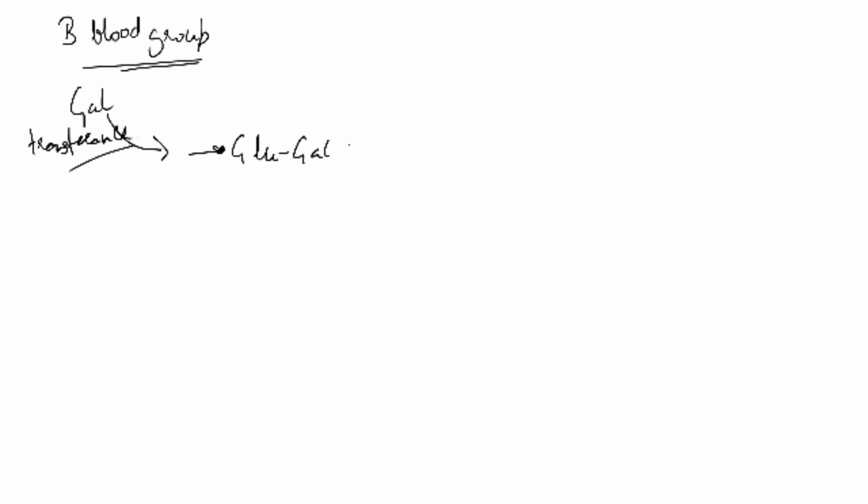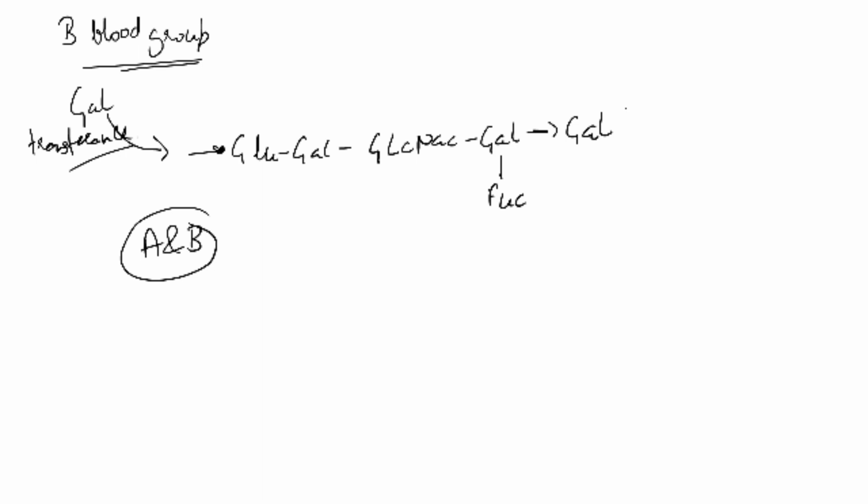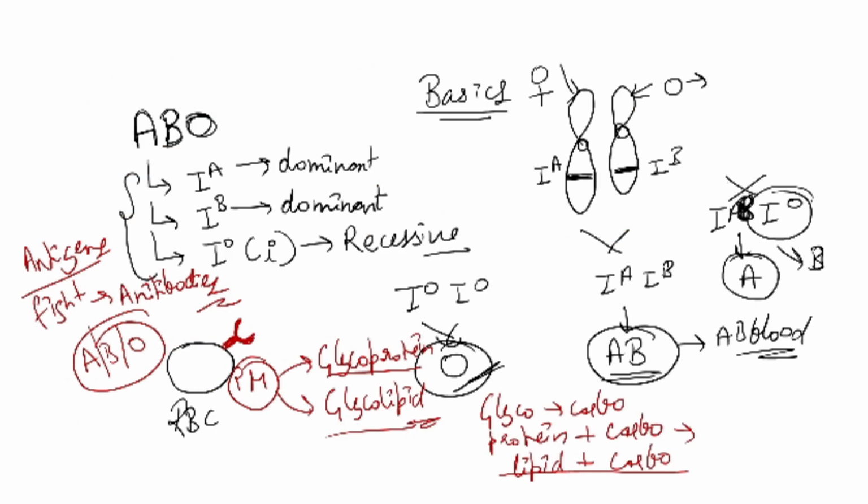The only change is that if it is the A blood group, then it would have an N-acetyl galactosamine, and if it is a B blood group then it will have a galactose. So galactose, and the rest of the situation is the same. If both A and B are present, it would have both galactose and N-acetyl galactosamine. So this is how we know the blood groups, by seeing these properties, the carbohydrate pattern, right.